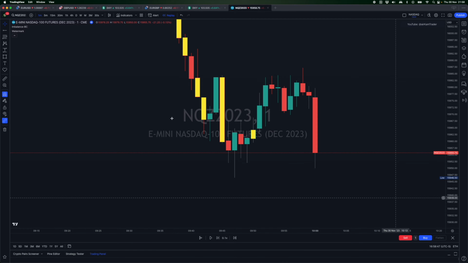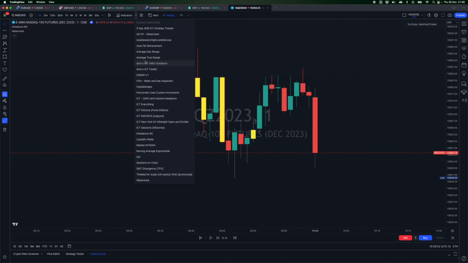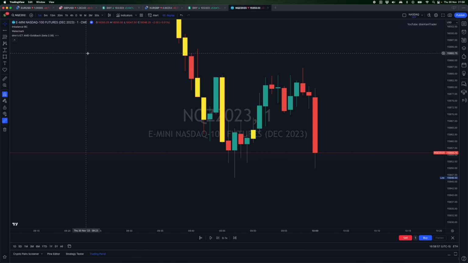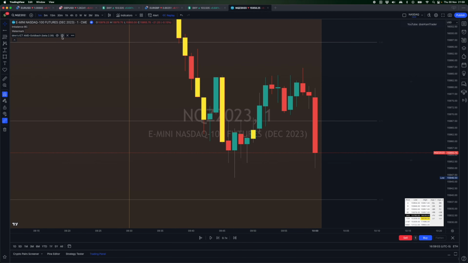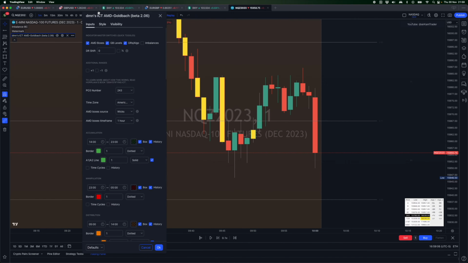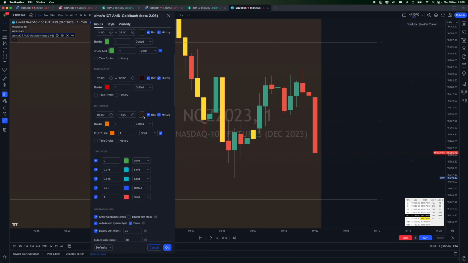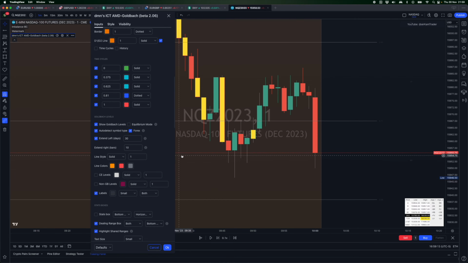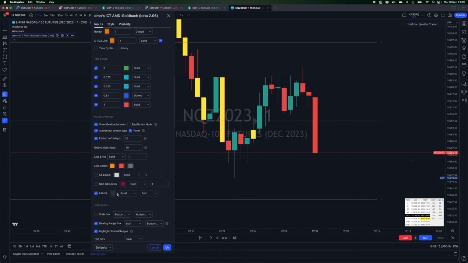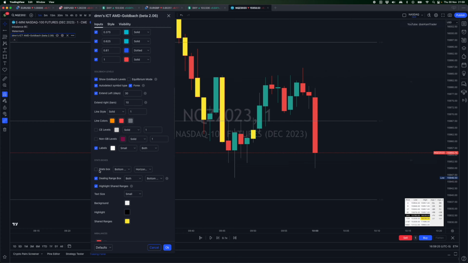Now, for those who are new to my channel, this is how you set up the official Goldbach indicator. So it's called DMN's ICT AMD Goldbach. We load it up, right? And let's simplify this because we don't need everything for the purposes of this video. We'll remove the AMD boxes. As my background is in black, we need our labels in white. Let's show the stats box and move the dealing range box to the bottom left.